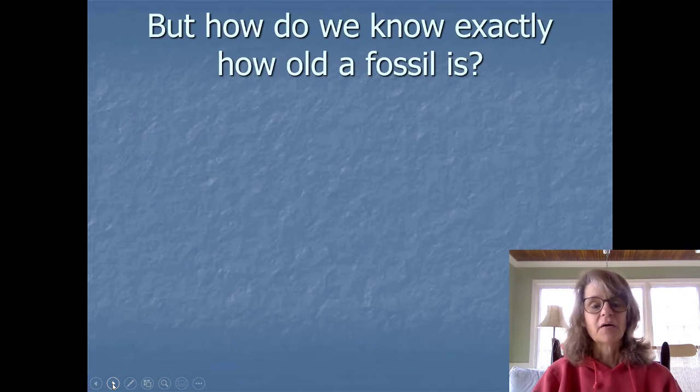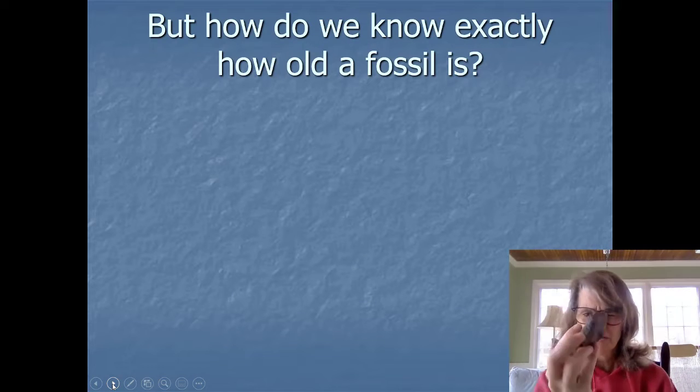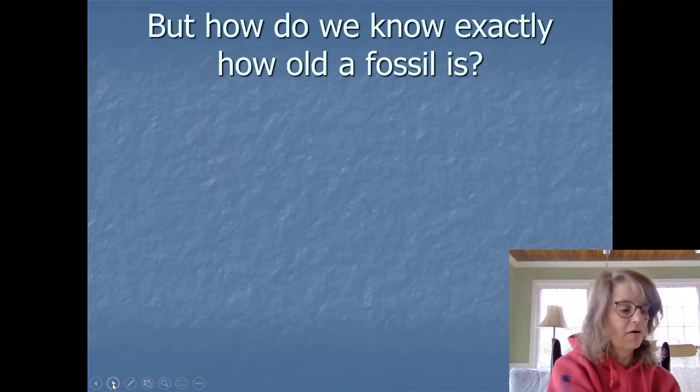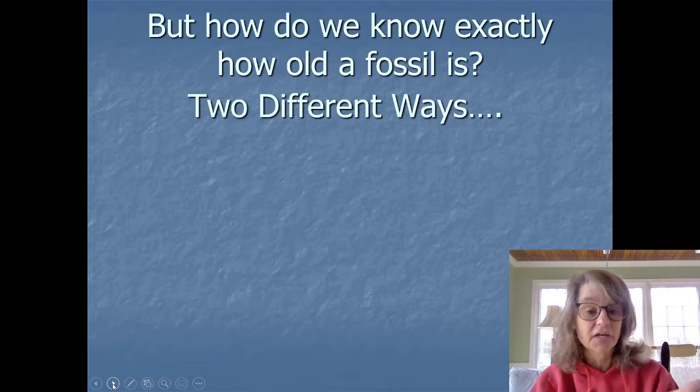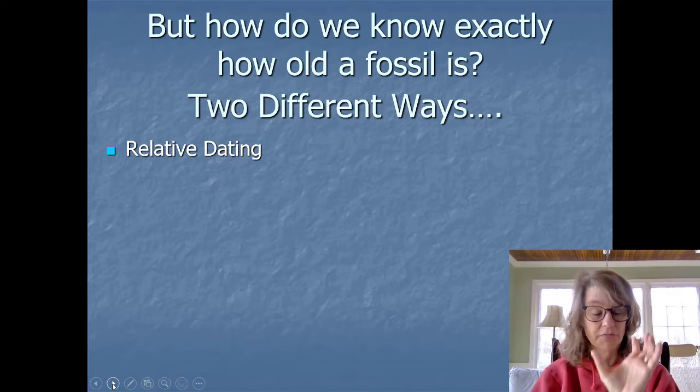Okay, so now, how do we know how old? Let's say we know this trilobite is 360 million years old. How do we know how old that fossil is? Okay, there's a couple of different ways that we can measure the age of a fossil so we know how old it is.